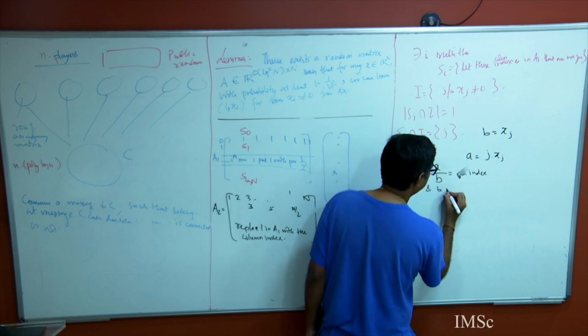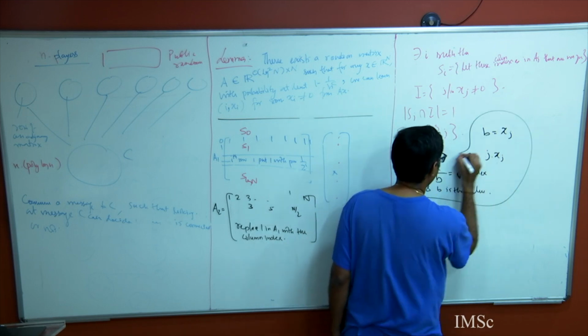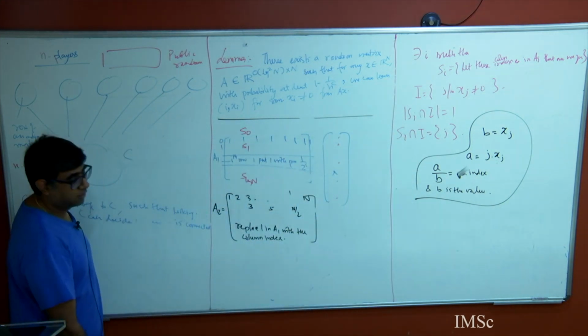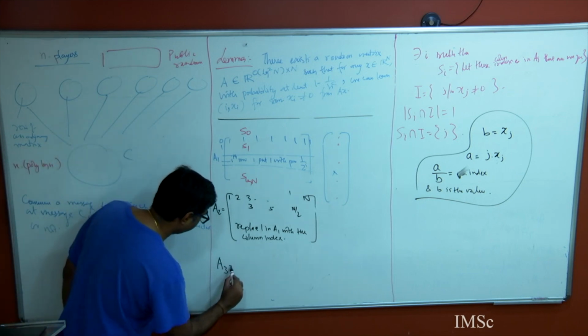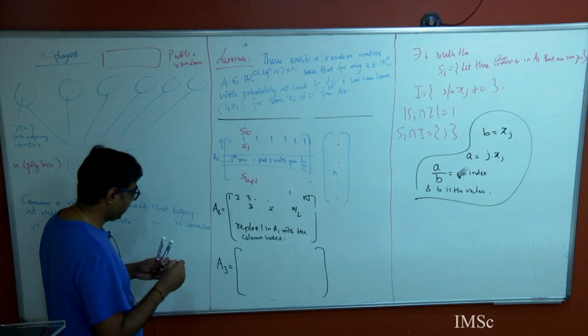And what is B? Is the value. So this is what it was. Okay, but this was not enough for us to prove. Then what did we introduce? We introduced another matrix A3, right? A3. And what was the property of A3?